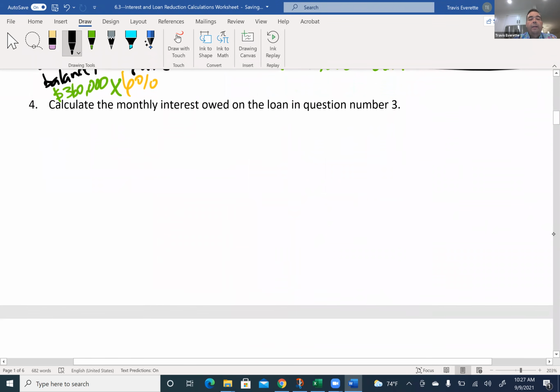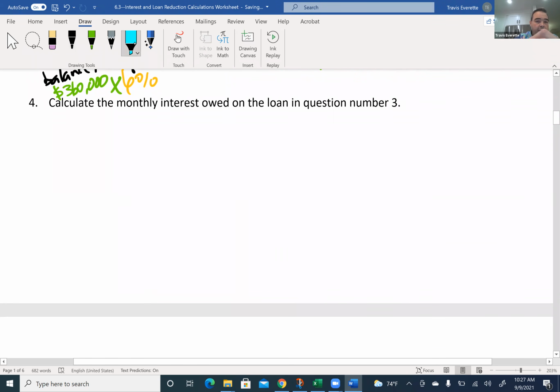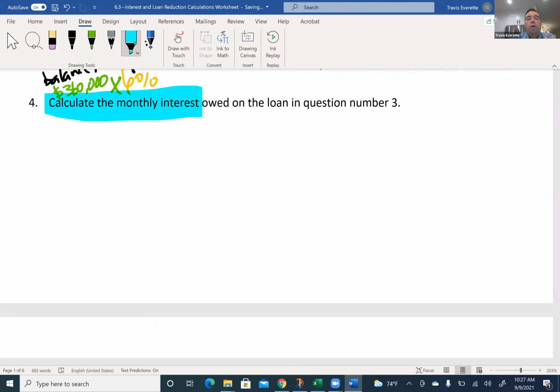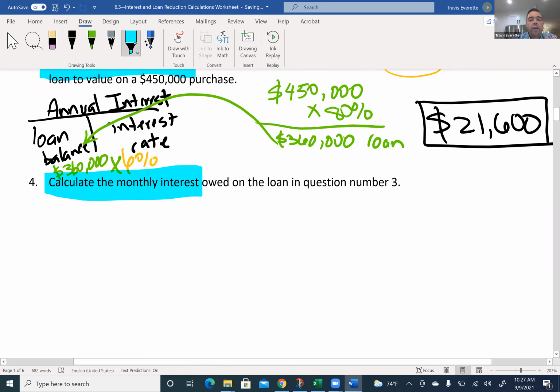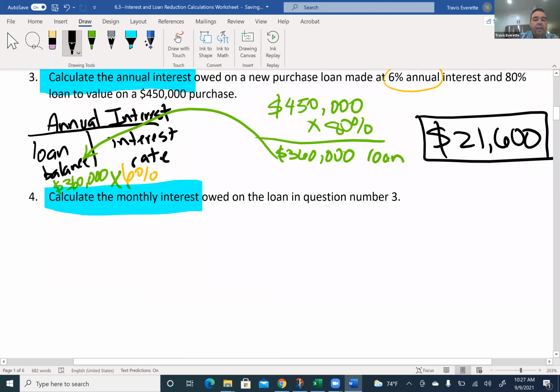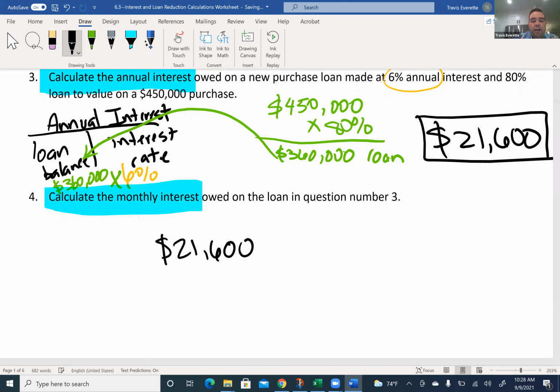Number 4 says calculate the monthly. Now I need to pay attention to that. Calculate the monthly interest owed on the loan in question number 3. Well, I've already done the heavy lifting here. I know that the annual interest is $21,600 annually.